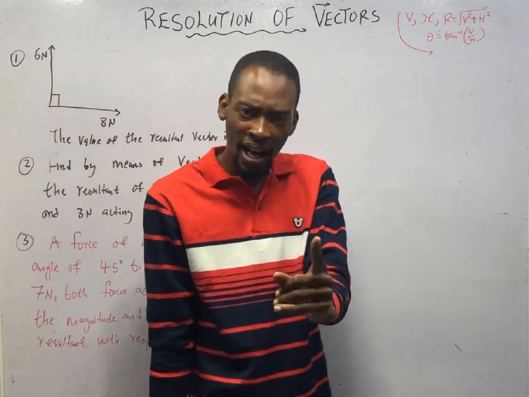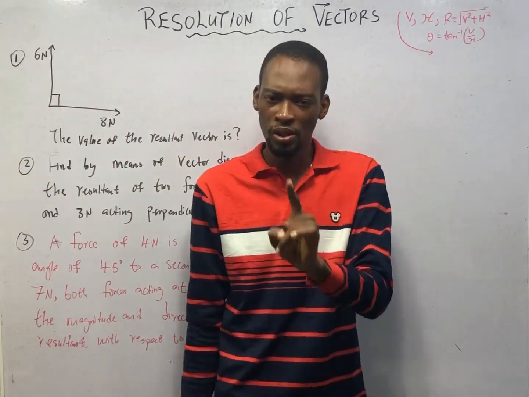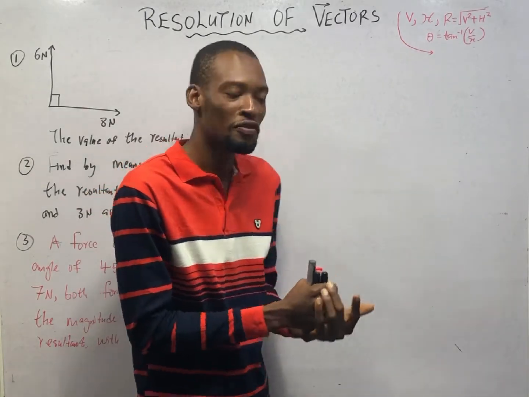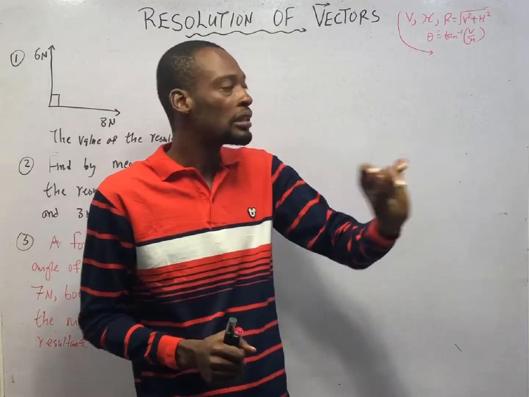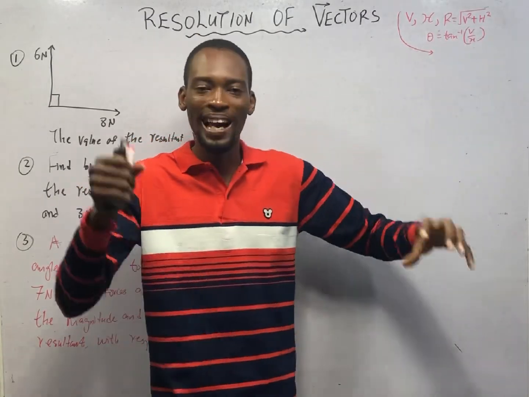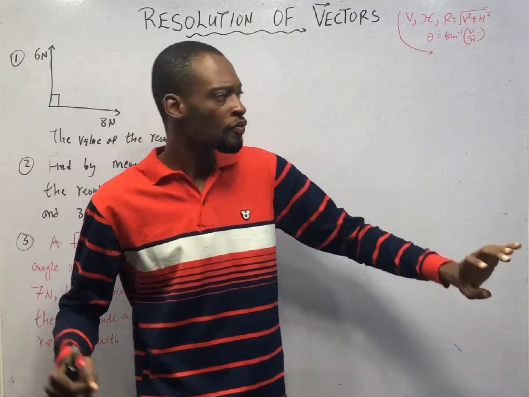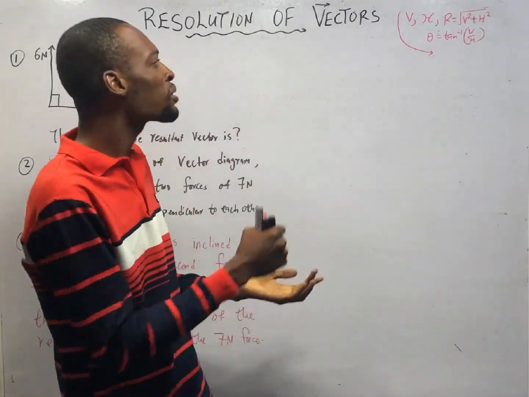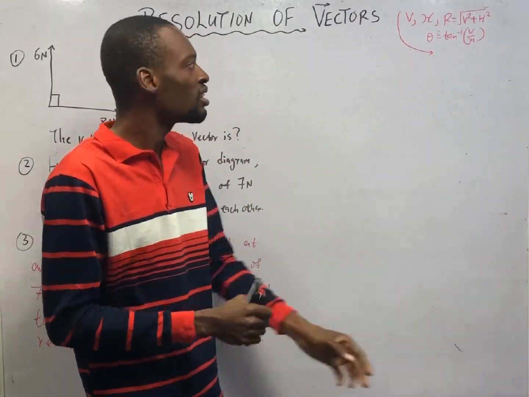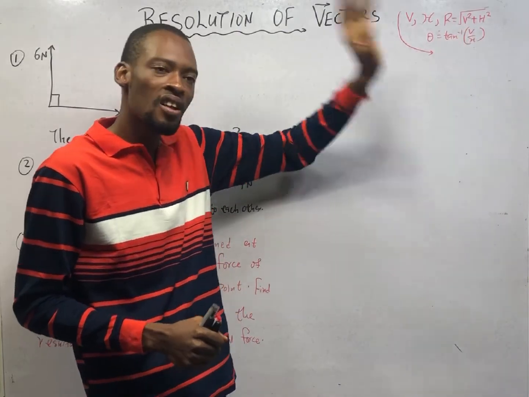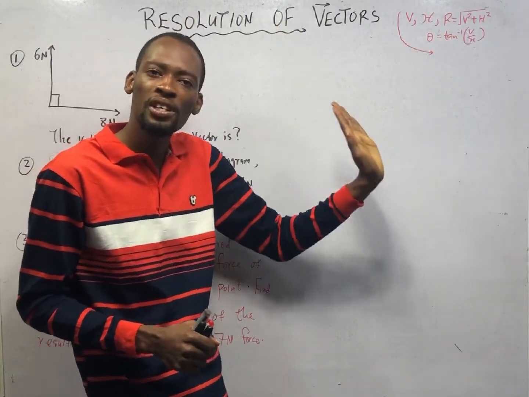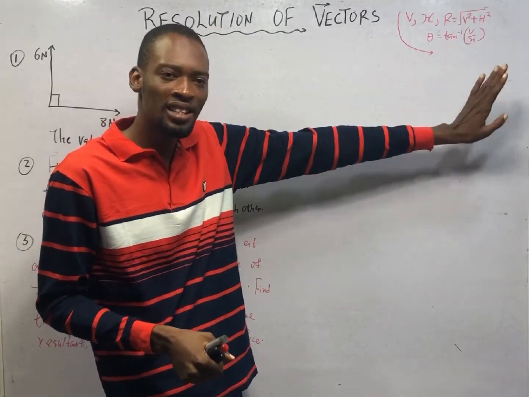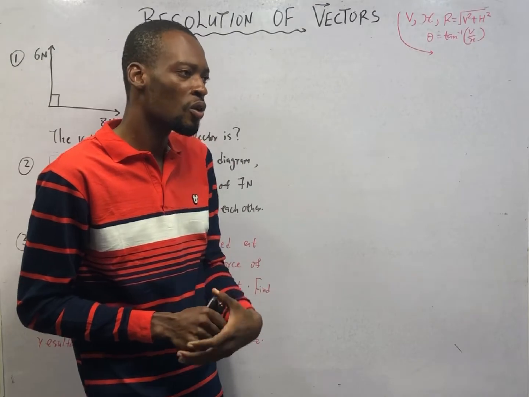And anytime you are given vectors to resolve, no matter how big the questions are, no matter how complex, no matter how confusing, things you should know are you resolve vectors to their components or to their parts. You look for the vertical component, you look for the horizontal component. When you are able to get the vertical and horizontal component, you find the resultant, which is the square root of vertical component squared plus horizontal component squared. And theta, angle, is tan inverse of vertical over horizontal component.